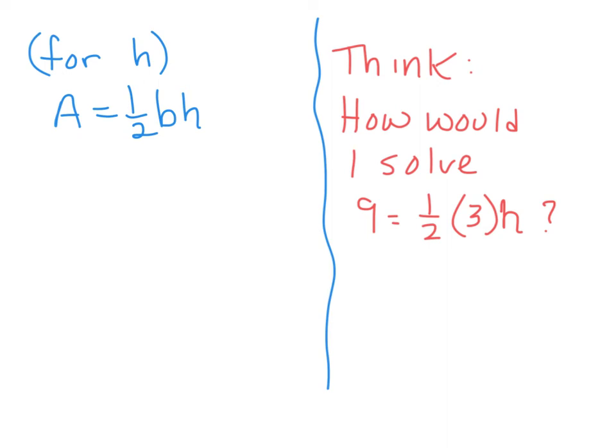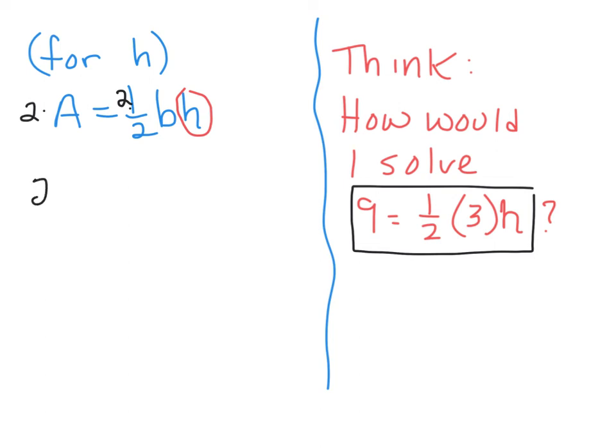We have A equals 1/2 bh. That's the equation for the area of a triangle. What I want to do is isolate that h. So again, let me think about a parallel equation. How would I solve this if I knew what those numbers are? Again, first thing I see is that fraction. I want to get rid of the fraction. I'm going to multiply both sides by 2.